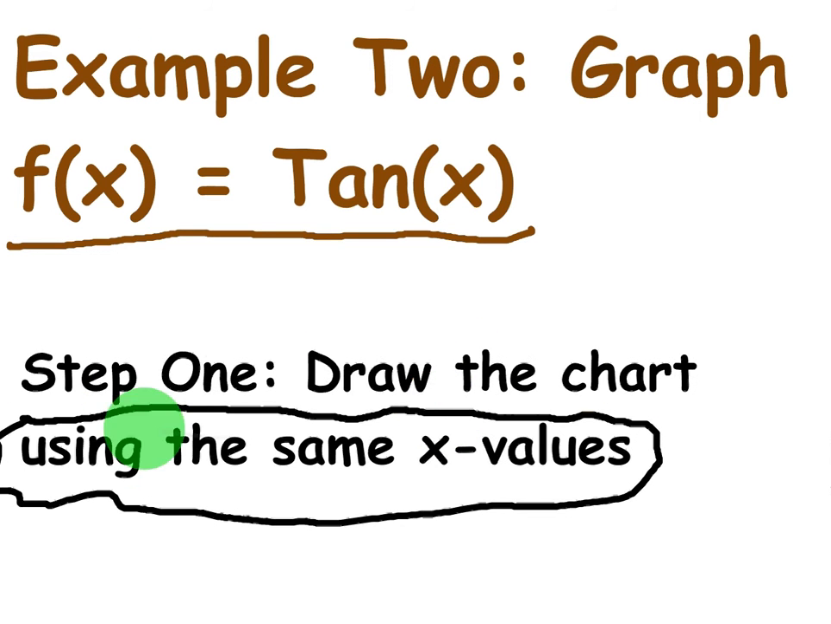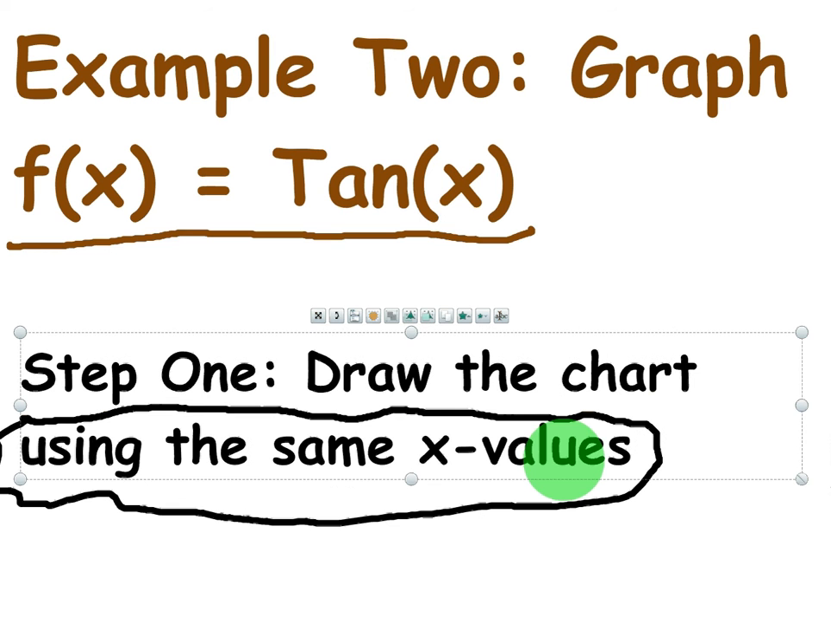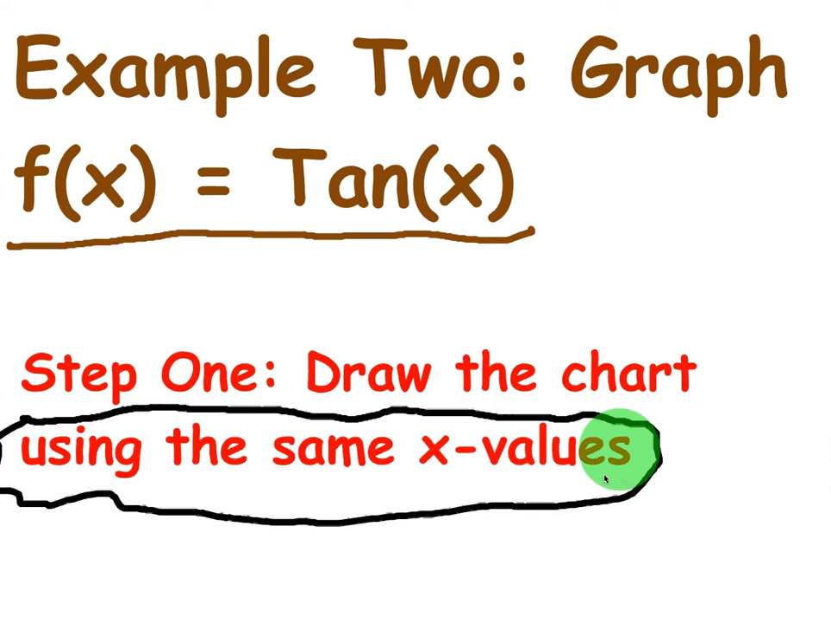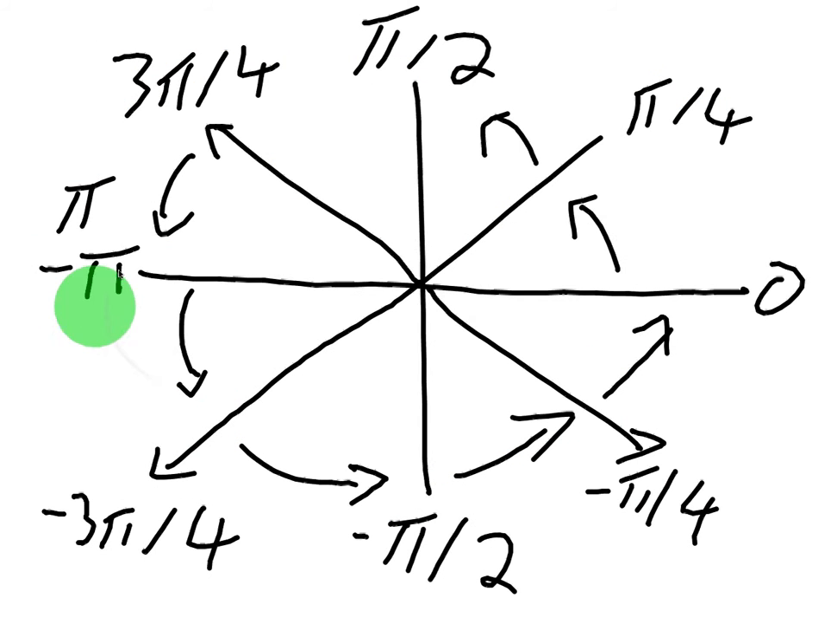It says to draw the chart using the same x values. Do you remember from example 1 where we graphed sine what those values are? Give you a second to think, and then we'll look at the chart. Before we do that, I want to go back to this visual. We're going to start at negative pi and move counterclockwise in increments of pi over 4 and go all the way back to pi. If you count that, I believe that's 9 values: 2, 3, 4, 5, 6, 7, 8, 9.